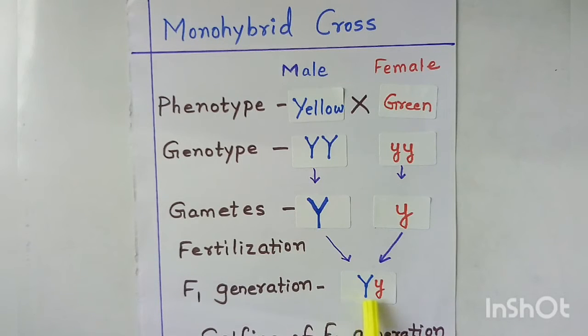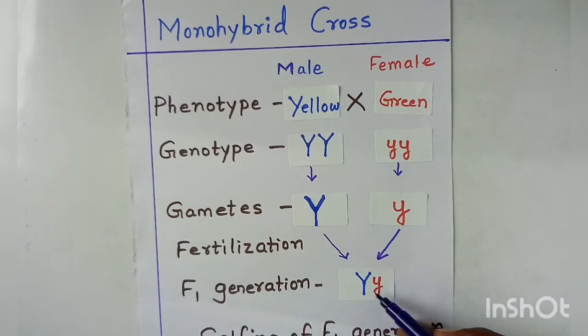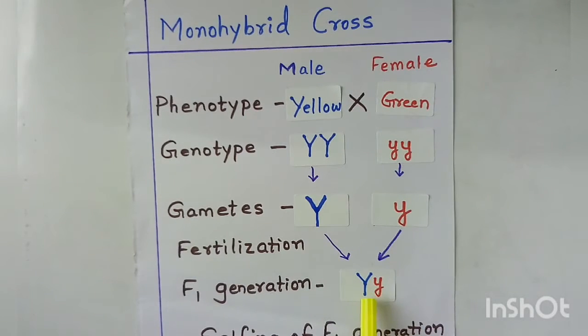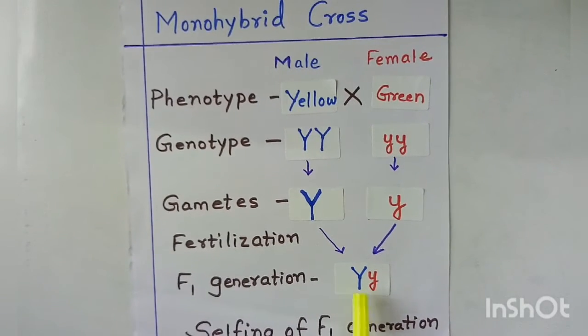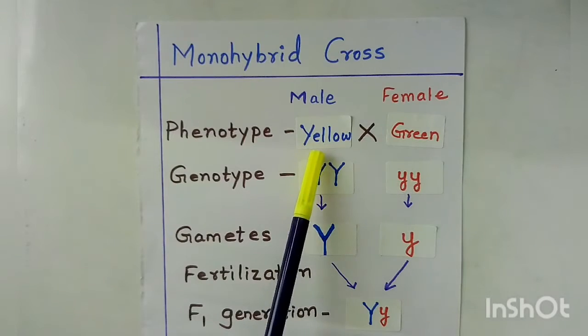What is the genotype for F1 generation? The genotype is heterozygous. One is capital and the other one is small, whereas the parents' genotype is homozygous. So for this heterozygous genotype, what will be its phenotype? Previously I have told you, out of 2 alleles, when one is capital, then it represents the dominant one. Out of 2 parents, which trait is dominant? Yellow is dominant and green is recessive.